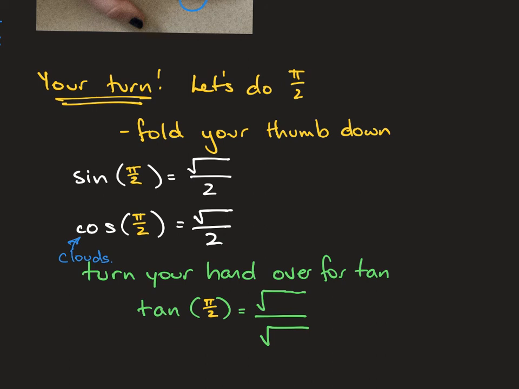Okay, how'd you go? You should have got 4 fingers on the bottom for sine, 0 fingers on the top for cos. That makes sine of pi on 2 equal to 1 and cos of pi on 2 equal to 0. If you flipped your hand over, you should have got square root of 4 over square root of 0, which gives us 2 over 0. And any number that you try and divide by 0, you get an undefined answer.